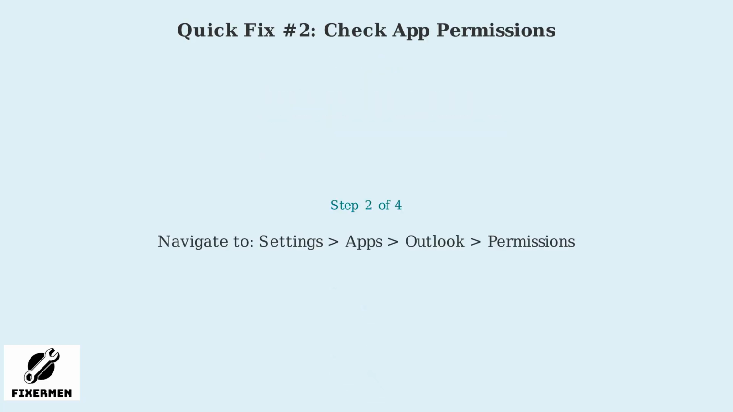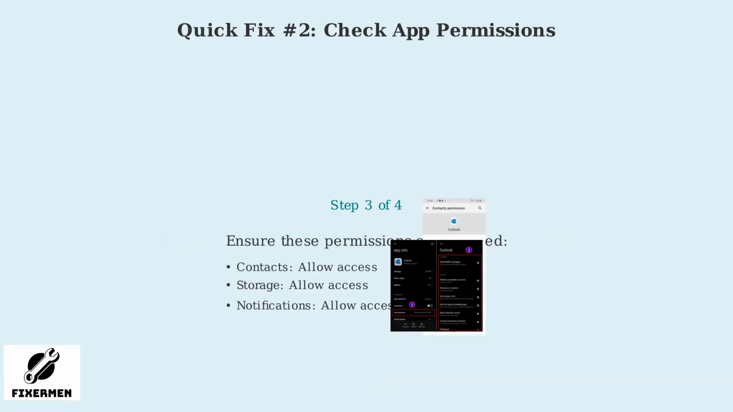To check permissions, open your Android settings, tap Apps, find Outlook in the list, then tap Permissions. This screen shows all the permissions Outlook can request. In the Permissions screen, make sure Outlook has access to contacts, storage, and notifications. These are the three most important permissions for Outlook to work properly. The Contacts permission helps with email address suggestions, storage allows saving emails and attachments, and notifications ensure you get alerts.